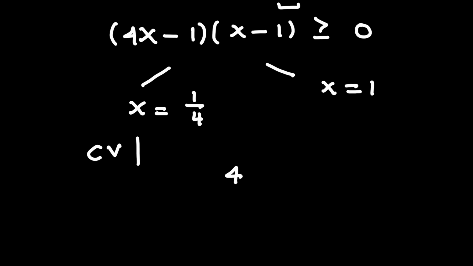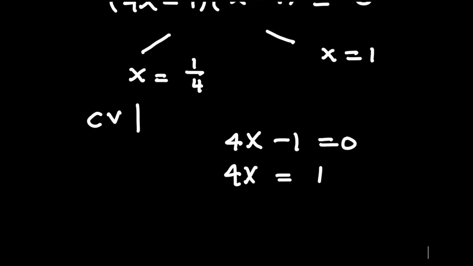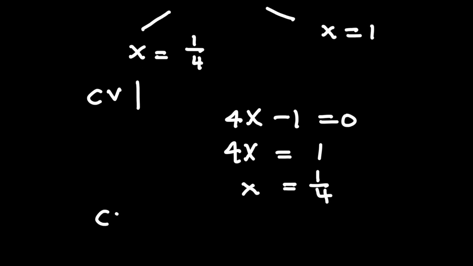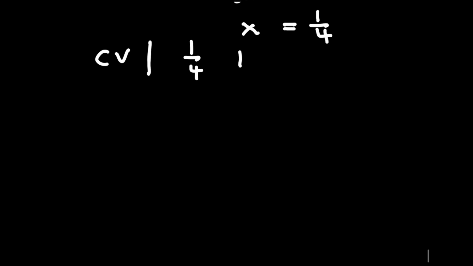So it's going to be 4x minus 1 is equals to 0, such that 4x will equal 1, and then if you divide by 4 on both sides, x will be 1 over 4. So now we've got the critical values, which are 1 over 4 and 1. So now, as I've said, you should have an idea of how the function looks, right?